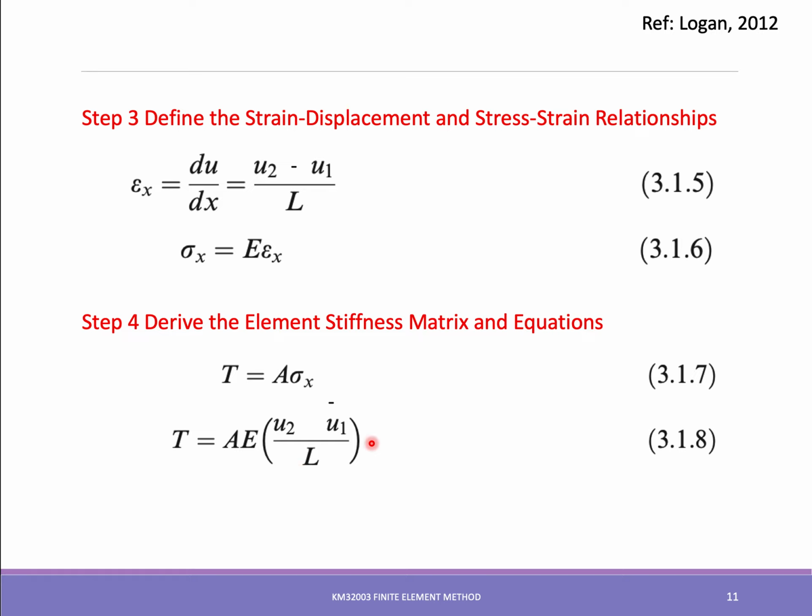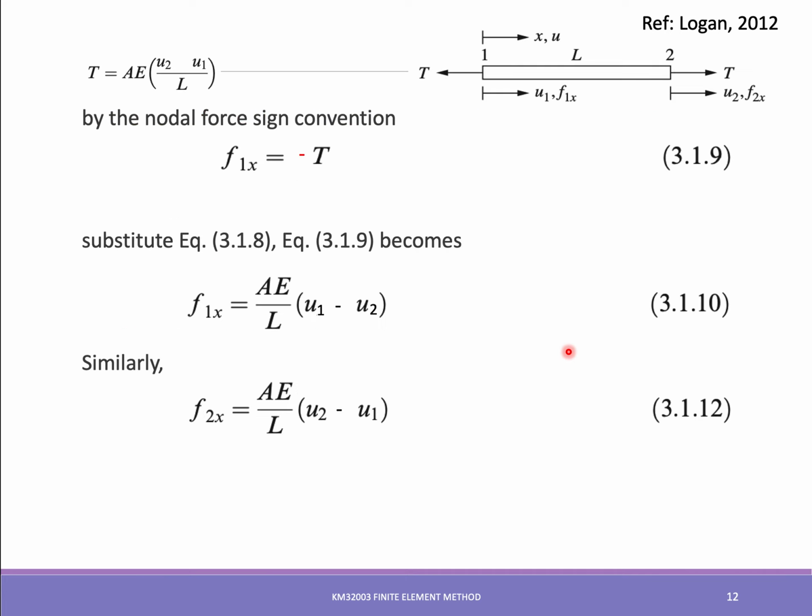Right? So you have derived the element stiffness matrix and equations based on the knowledge of the material properties. Based on that, onwards we will start to define the forces acting at node 1 and node 2. So we will have T acting in different directions, assuming we apply a tension on the bar element itself.